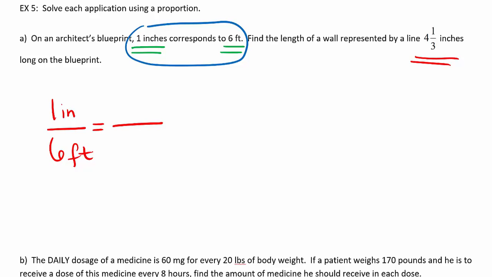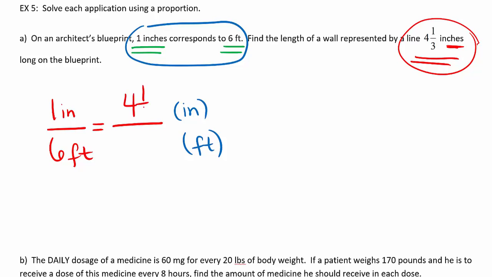I like to write them down, because then when I write the other side of the proportion, the units have to be the same. I have to put inches on the top and feet on the bottom. And that tells me where does the other number go and where does the x go. So 4 1/3 inches, the unit is inches, that has to go on the top. And then the thing I don't know is the length of the actual wall. That's going to be my x. And when I find the length of that wall, the answer should be in feet.